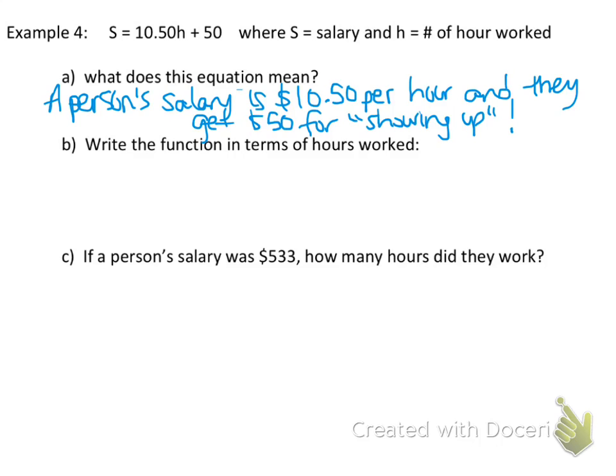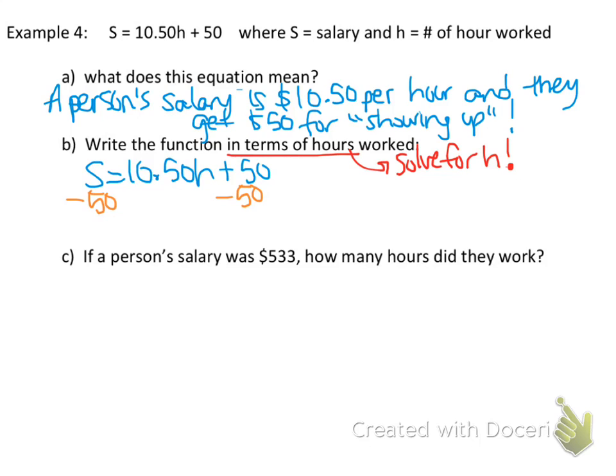If it wants you to write the function in terms of the hours worked, what this means is we need to solve the equation for h. We're not going to flip the s and the h because that would give new meaning to those variables. So in a word problem, to find the inverse, oftentimes you're just solving for the other variable.